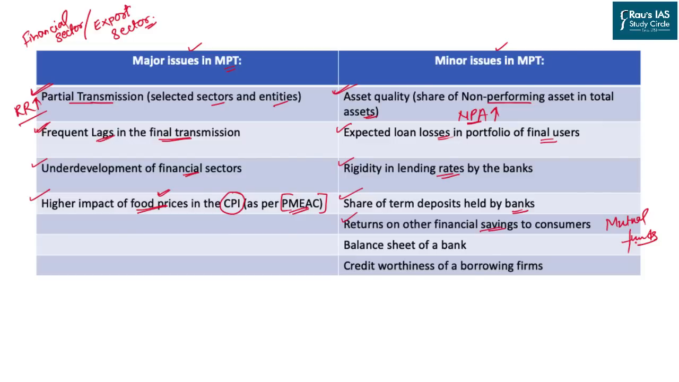The balance sheet of the bank also determines whether the MPT is going to be smooth or not. If the balance sheet of a bank is very poor and the RBI tells the bank to reduce the policy rates, the bank is not going to follow that order.